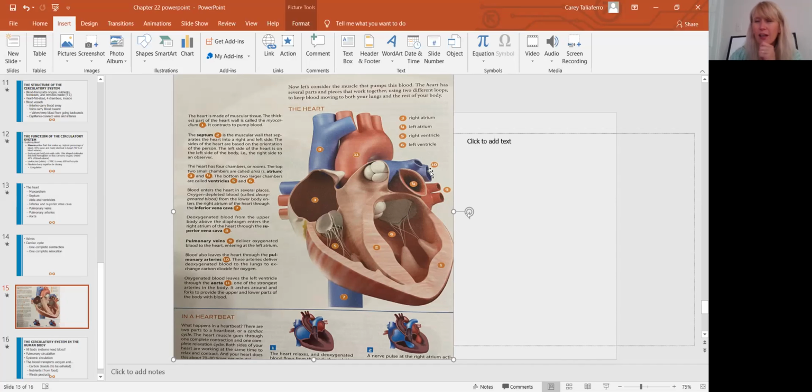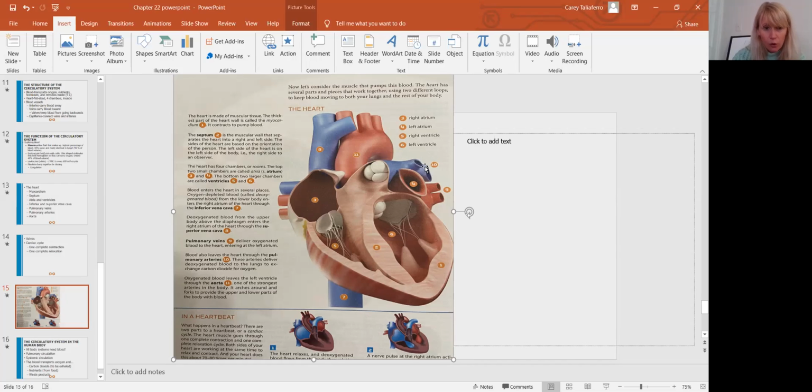Now, pulmonary, like in CPR, cardiac pulmonary resuscitation, you're compressing the lungs. So pulmonary deals with the lungs. And so these two are going to have blood go through them and head to the lungs. Why? To get oxygenated.